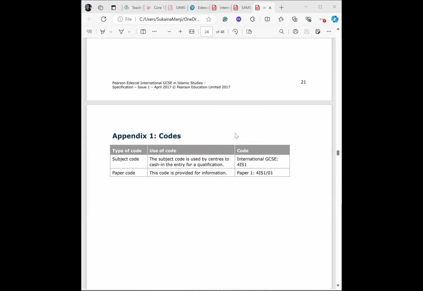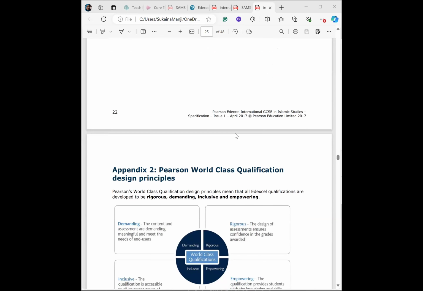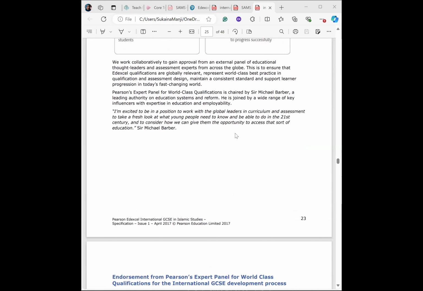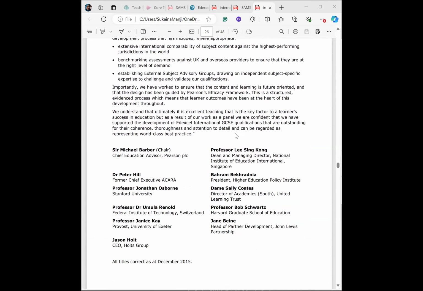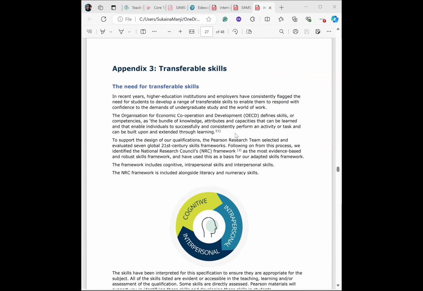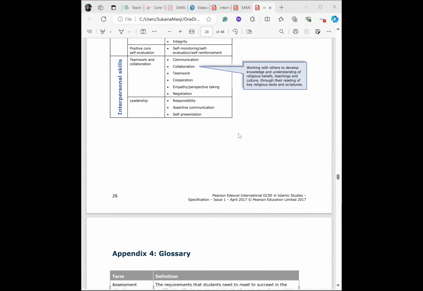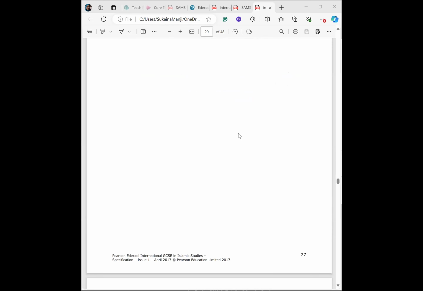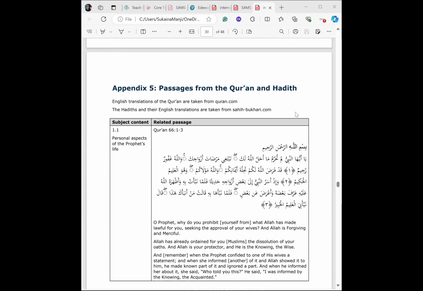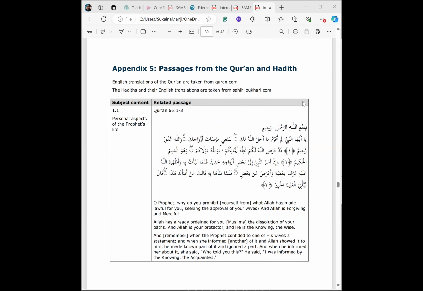Just going to the passages. Right, so let's look at the passages here. So for example, in topic 1.1, the personal aspects of the Prophet's life.